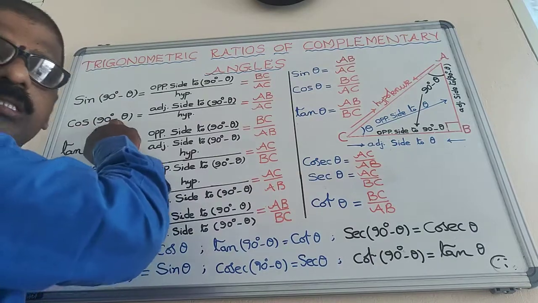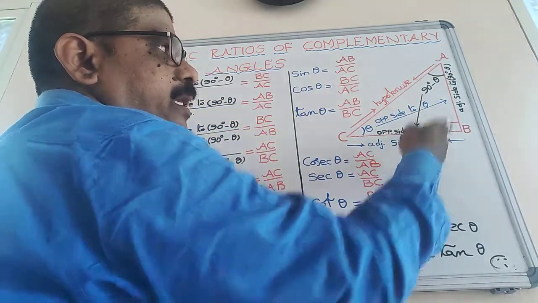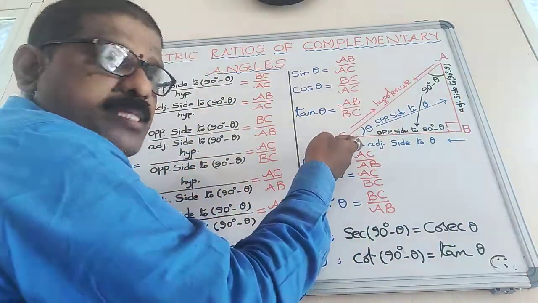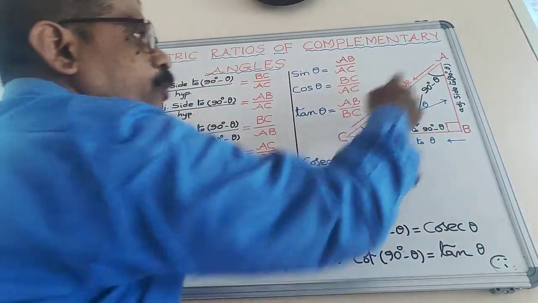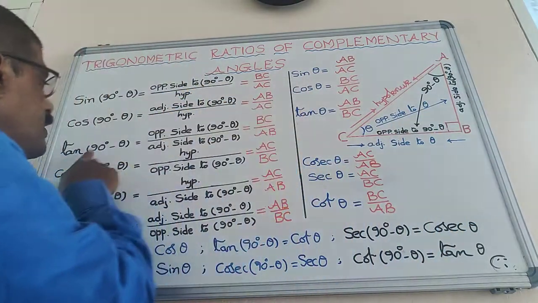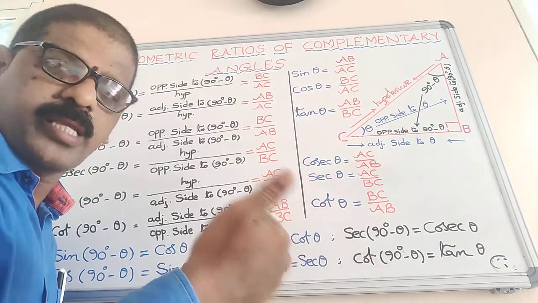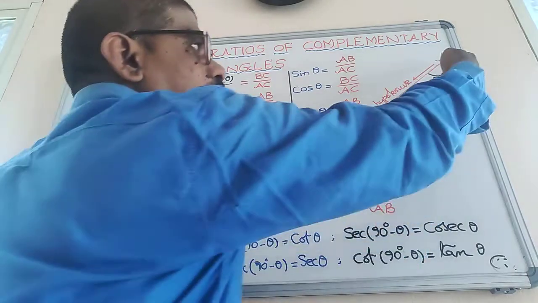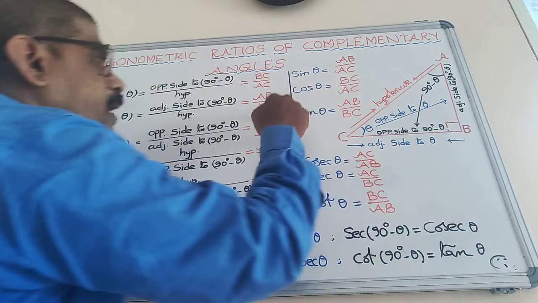The next one, cos 90 minus theta. Cos 90 minus theta is adjacent side to 90 minus theta by hypotenuse. Adjacent side to 90 minus theta indicates AB, by hypotenuse AC. The next one, tan 90 minus theta. Tan 90 minus theta definition is opposite side to 90 minus theta by adjacent side to 90 minus theta, that is BC by AB. Clear?